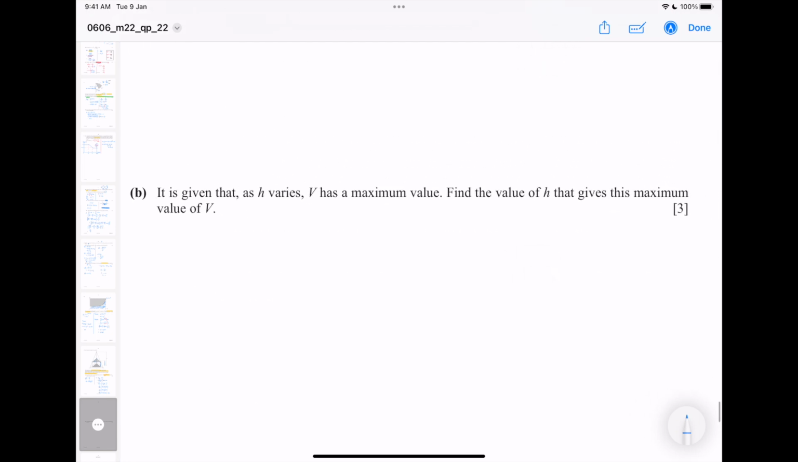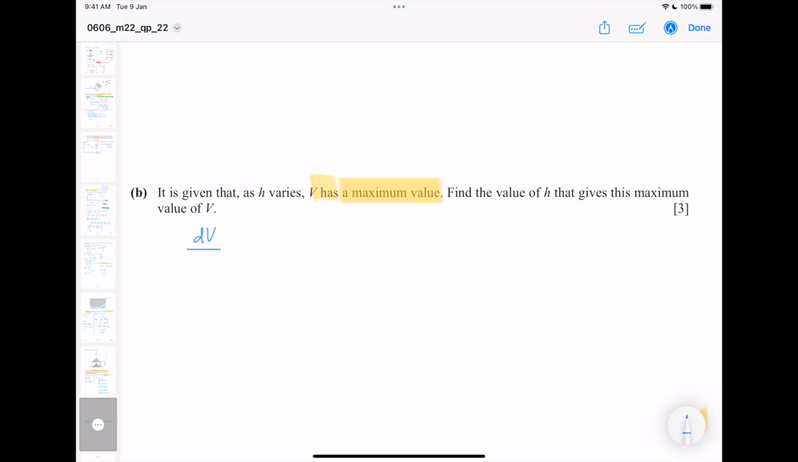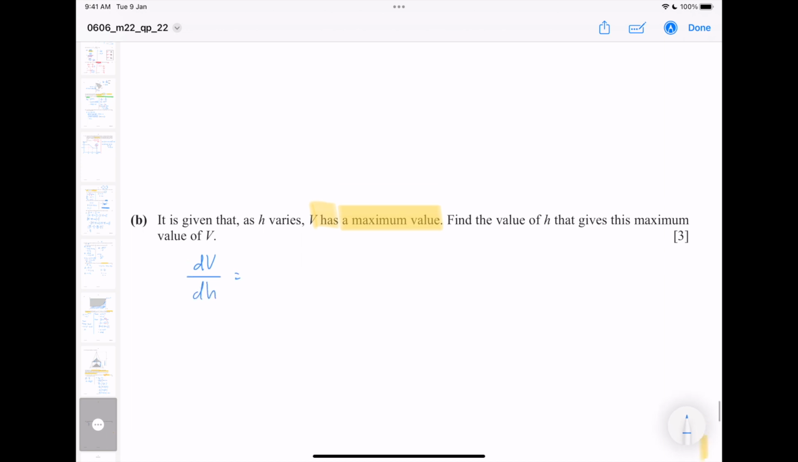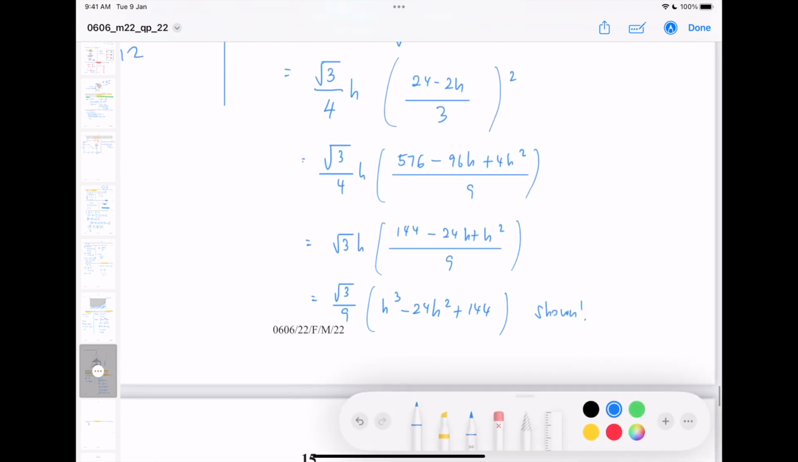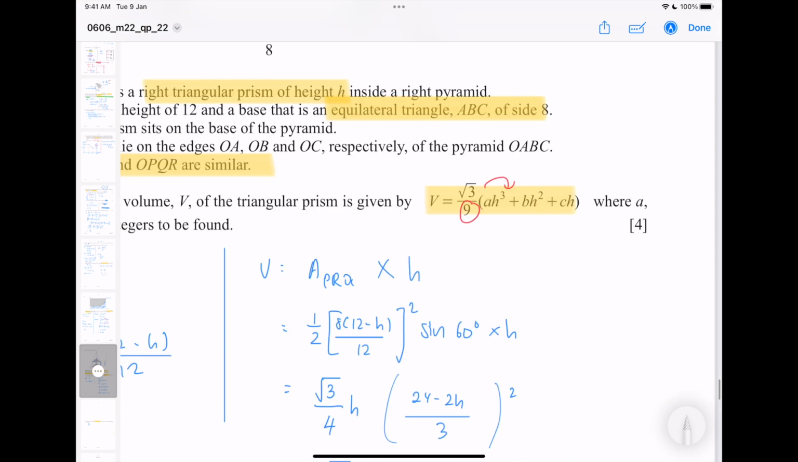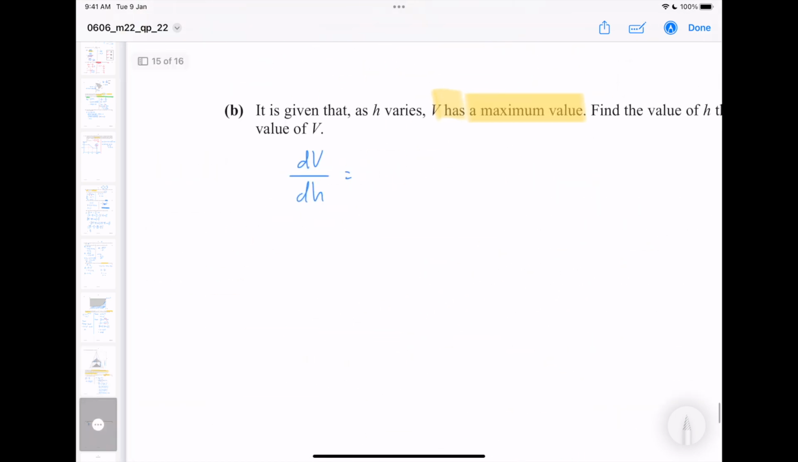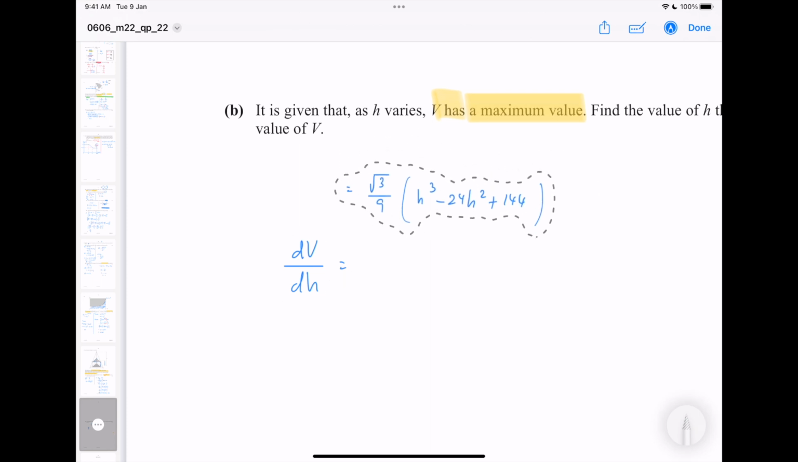Last question. It's given that h varies, and V has a maximum value. Every time you're calculating the maximum value, differentiate. So let's do that, dV/dh. Why is it dh? Because there's only h in V. So I'm going to copy this. This is V.